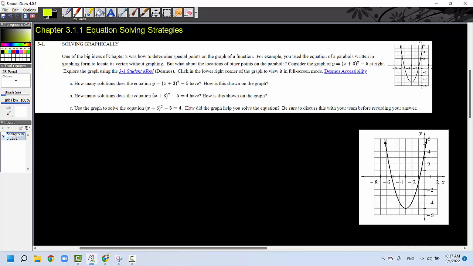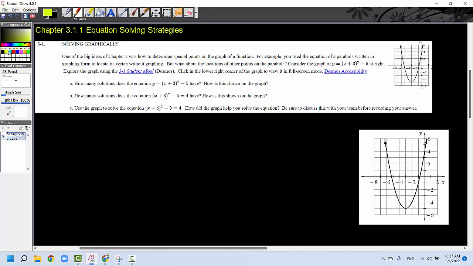So problem 3-1 reads, one of the big ideas of chapter 2 was to determine special points on the graph of a function. For example, you use the equation of a parabola written in graphing form to locate its vertex without graphing. But what about the locations of other points on the parabola? Consider the graph of y equals this thing at the right. Now, I've also blown up this image. These two images are the same. It says explore the graph using Desmos. So it says how many solutions does the equation y equals this thing have? And how's that shown on the graph?